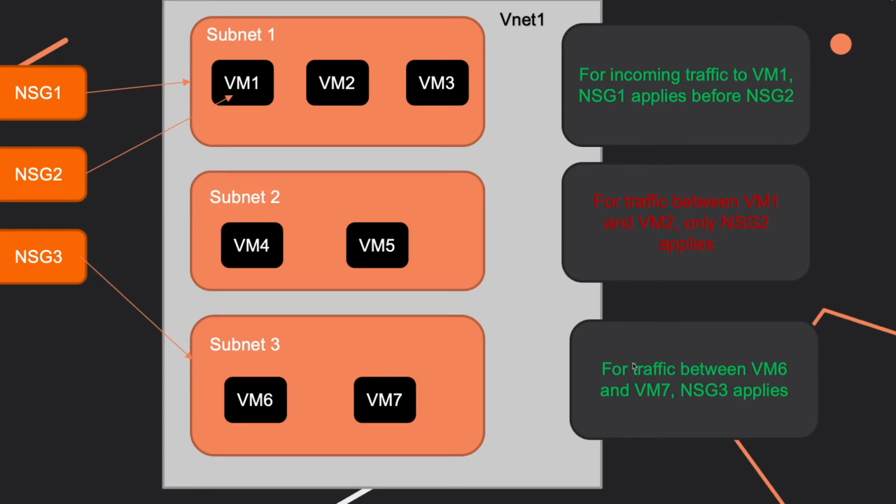For the third question, only NSG3 applies because NSG rules apply for traffic into or out of a subnet and between VMs in a subnet. So you can define both inbound and outbound rules for NSGs.